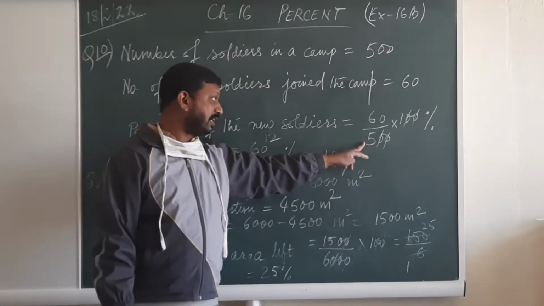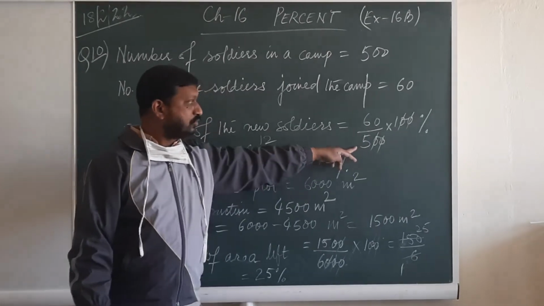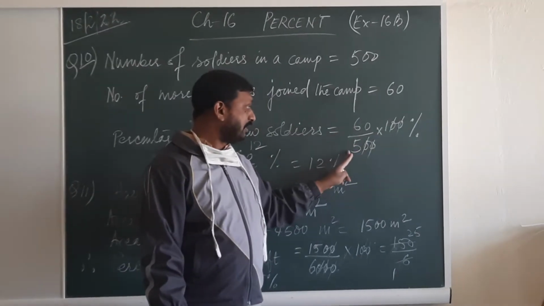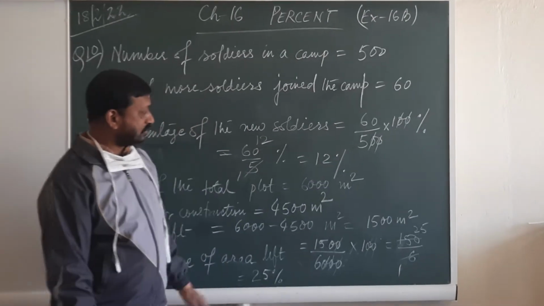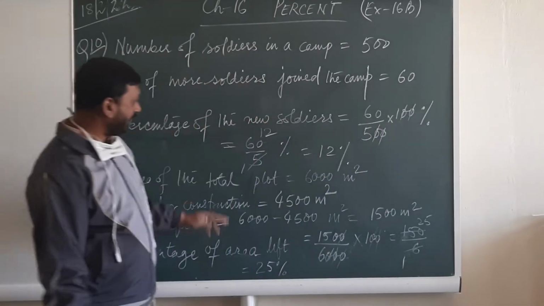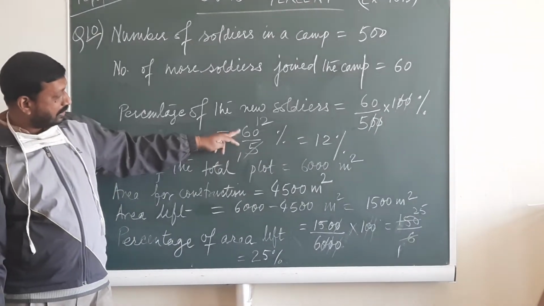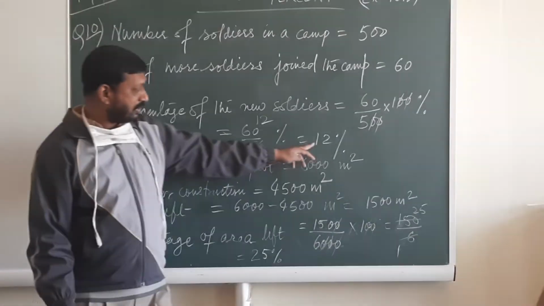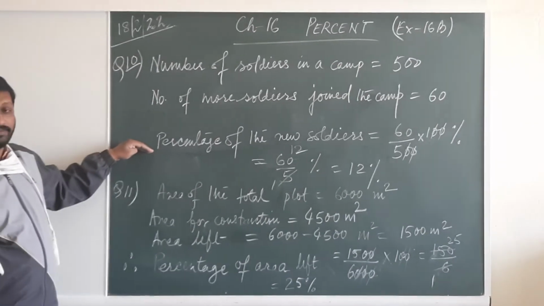So earlier soldiers were 500. So 60 out of 500, and to calculate percent we have to multiply it by 100. So 60 by 500 into 100 will give you the required percent. So you can see that these two zeros get cancelled. So we are left with 60 by 5, and both are divisible by 5. So 5 will divide 60 12 times. So this will be equal to 12%. So the required percent is 12.